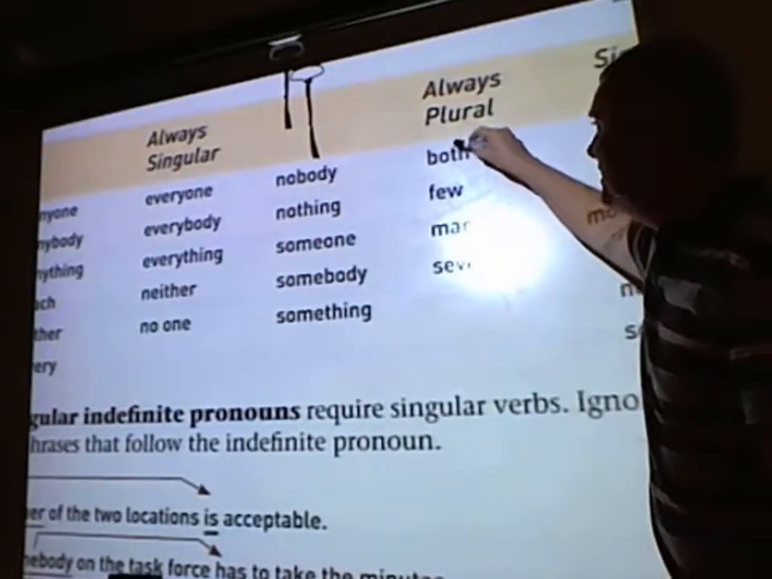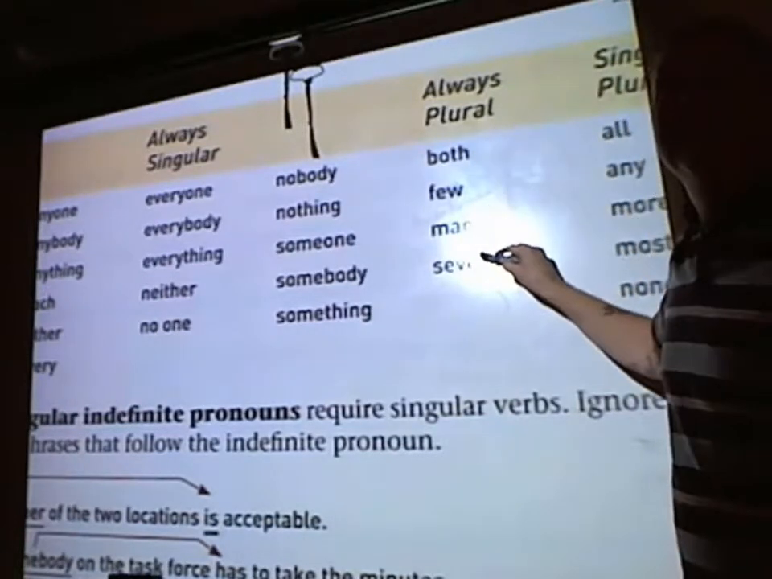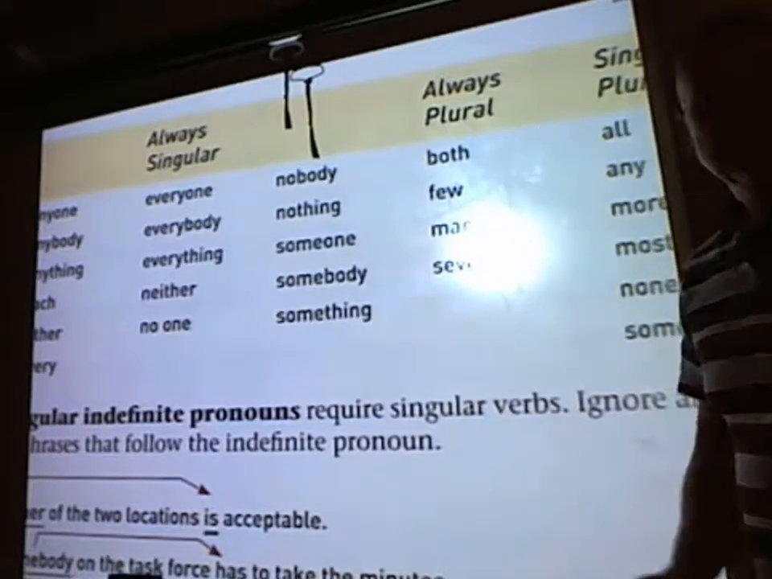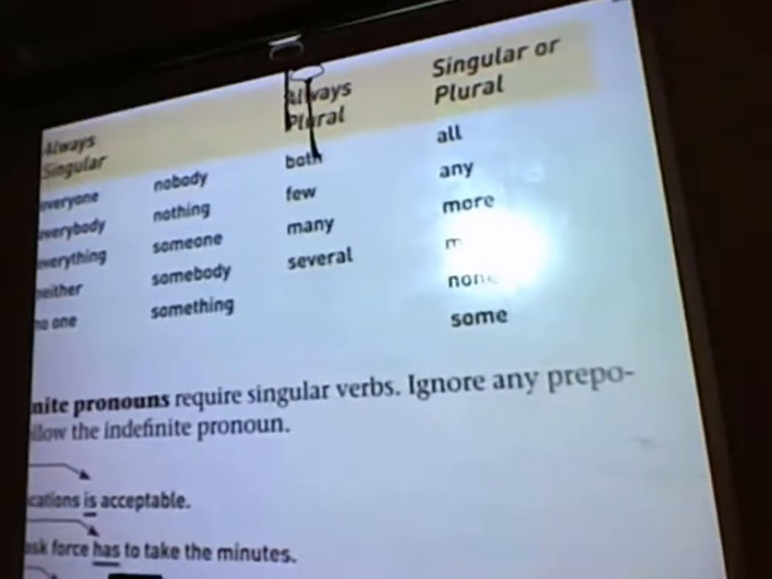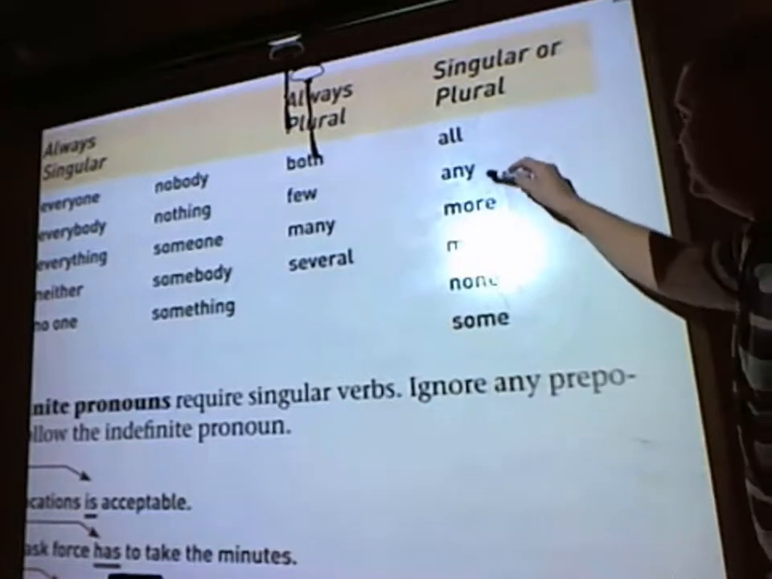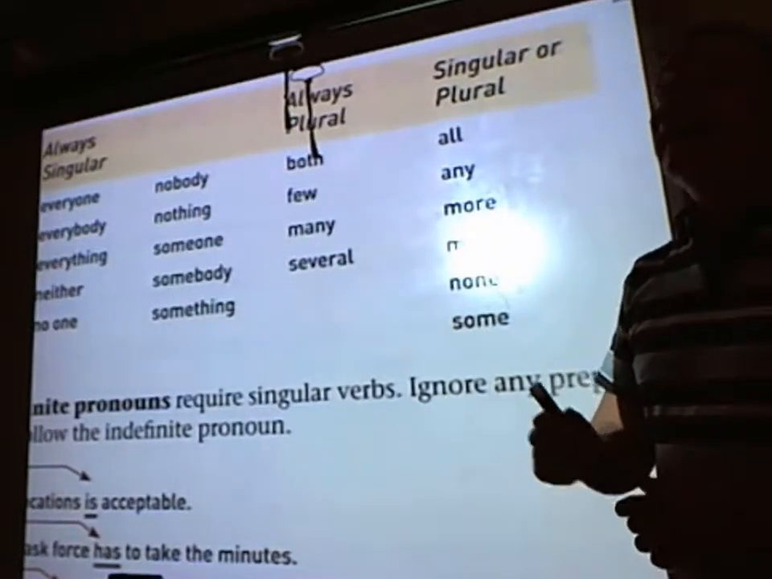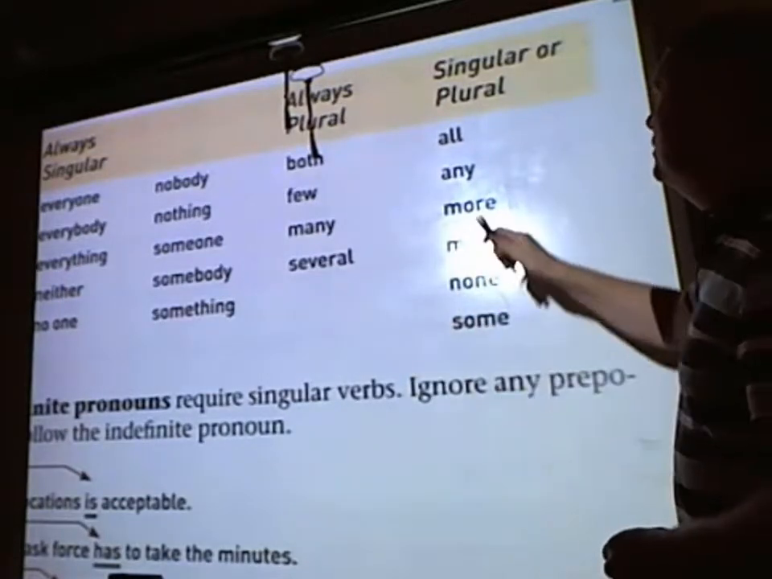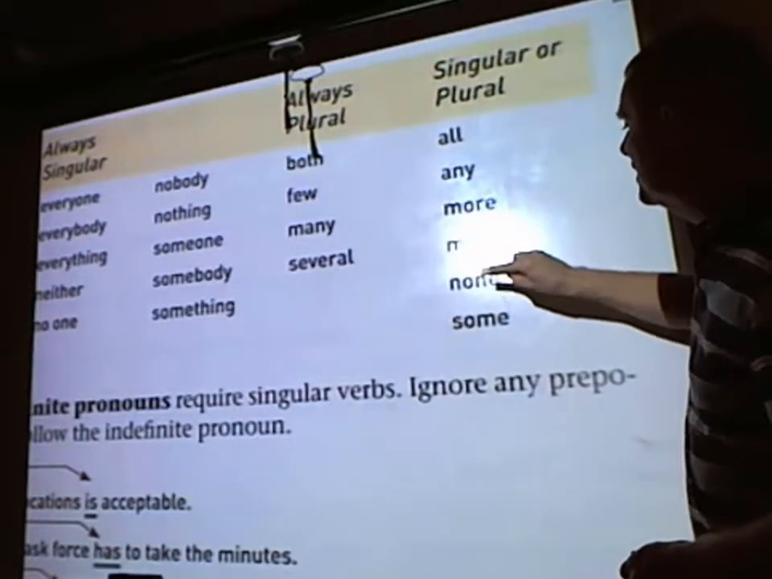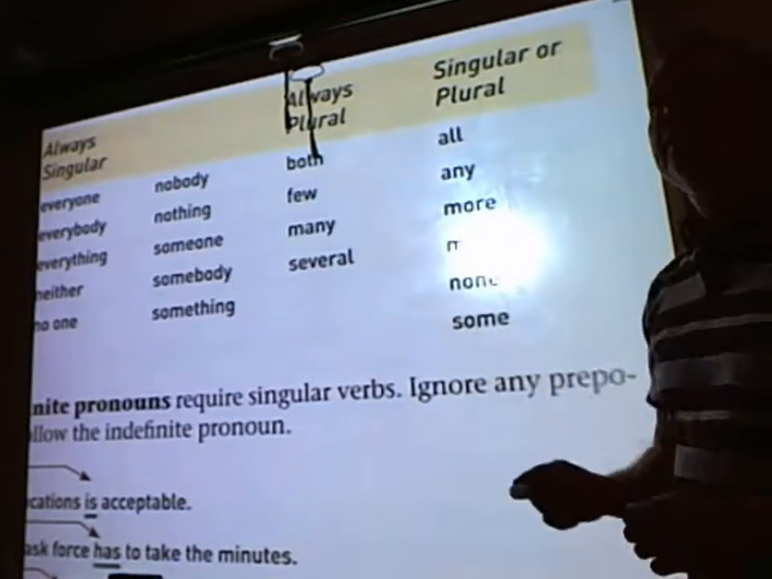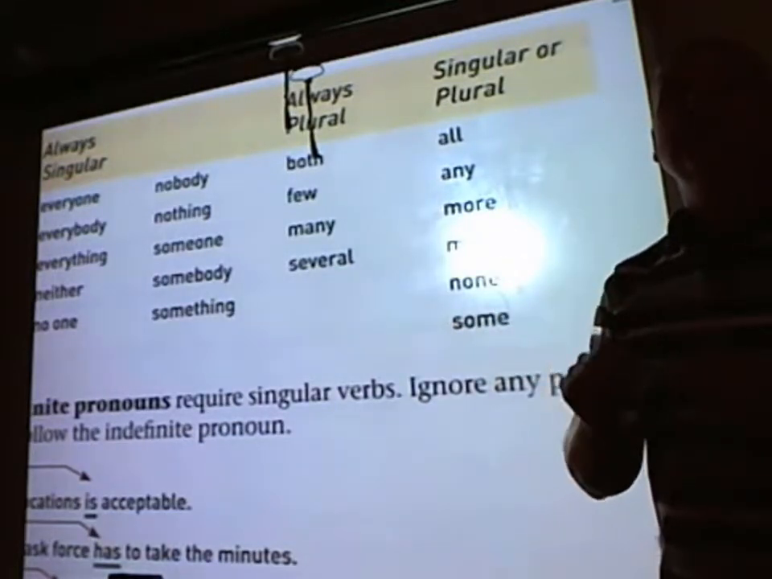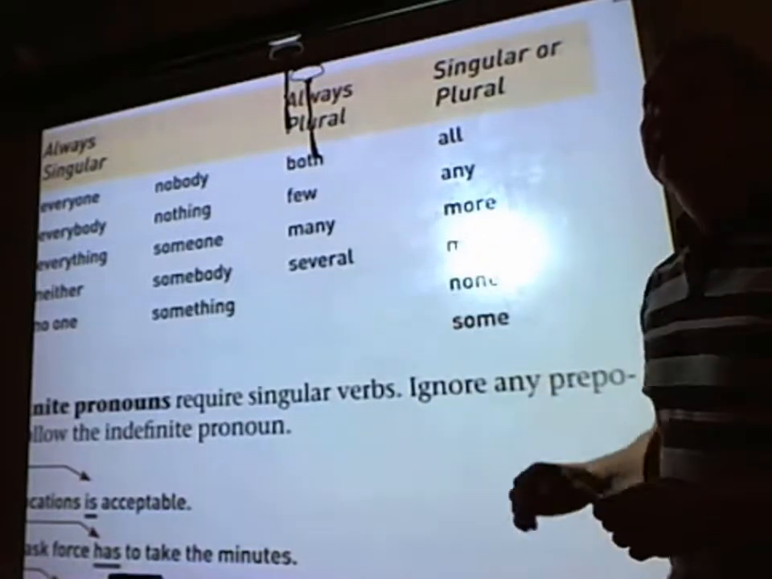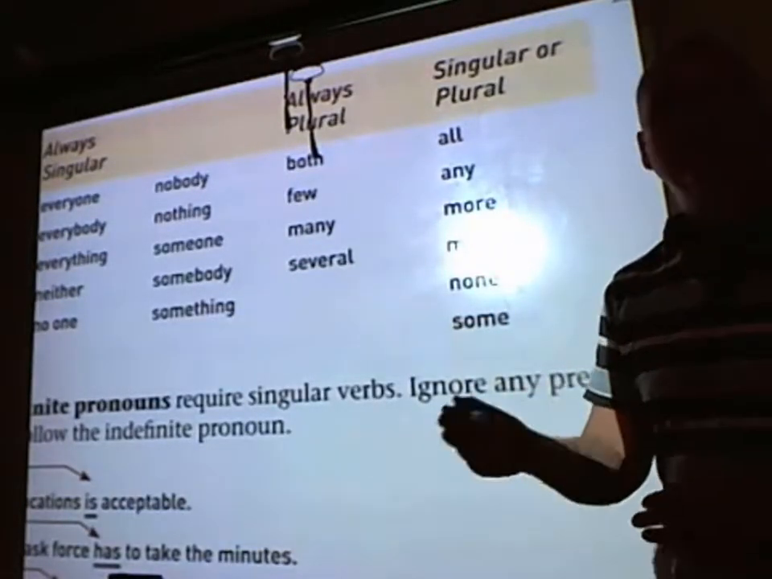Then finally, the last column is pronouns that can be singular or plural, and these are the ones that are based upon the object of the preposition that follows, which is all, any, more, most, none, and some. The word none used to always be considered to be singular. That's changed. Now they've placed it in this particular list. And none will be singular if the object of the preposition that follows is singular, and plural if the object of the preposition that follows is plural.